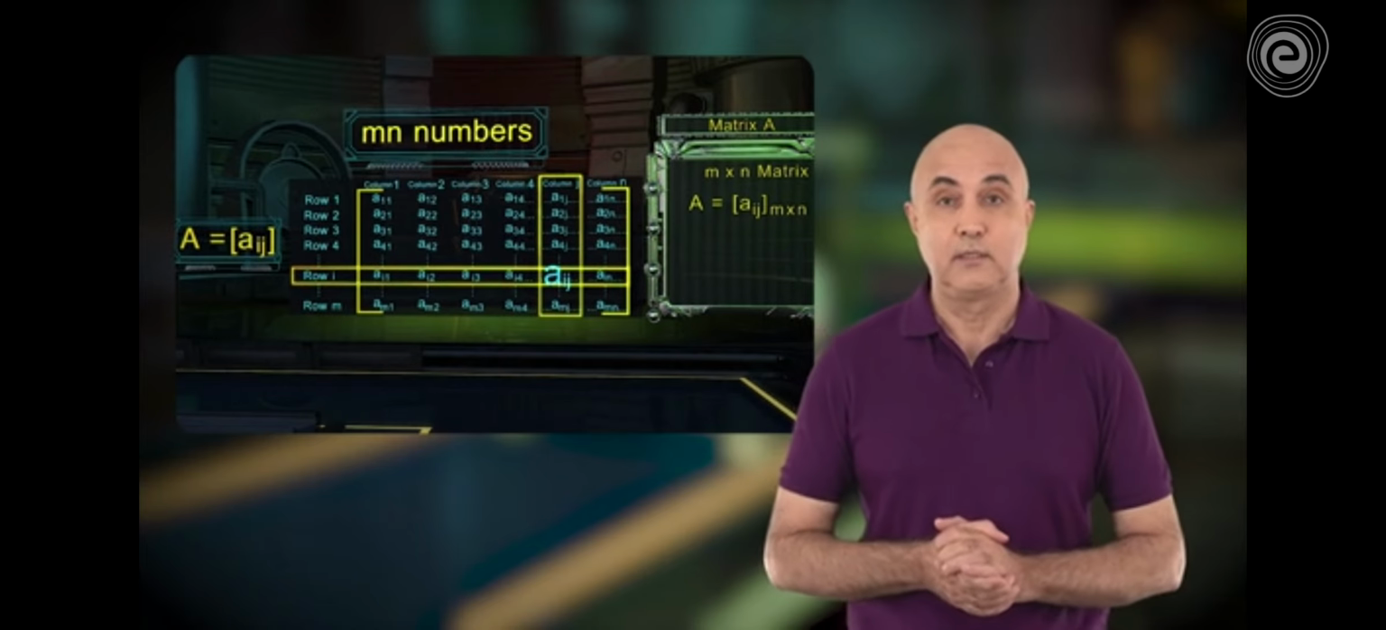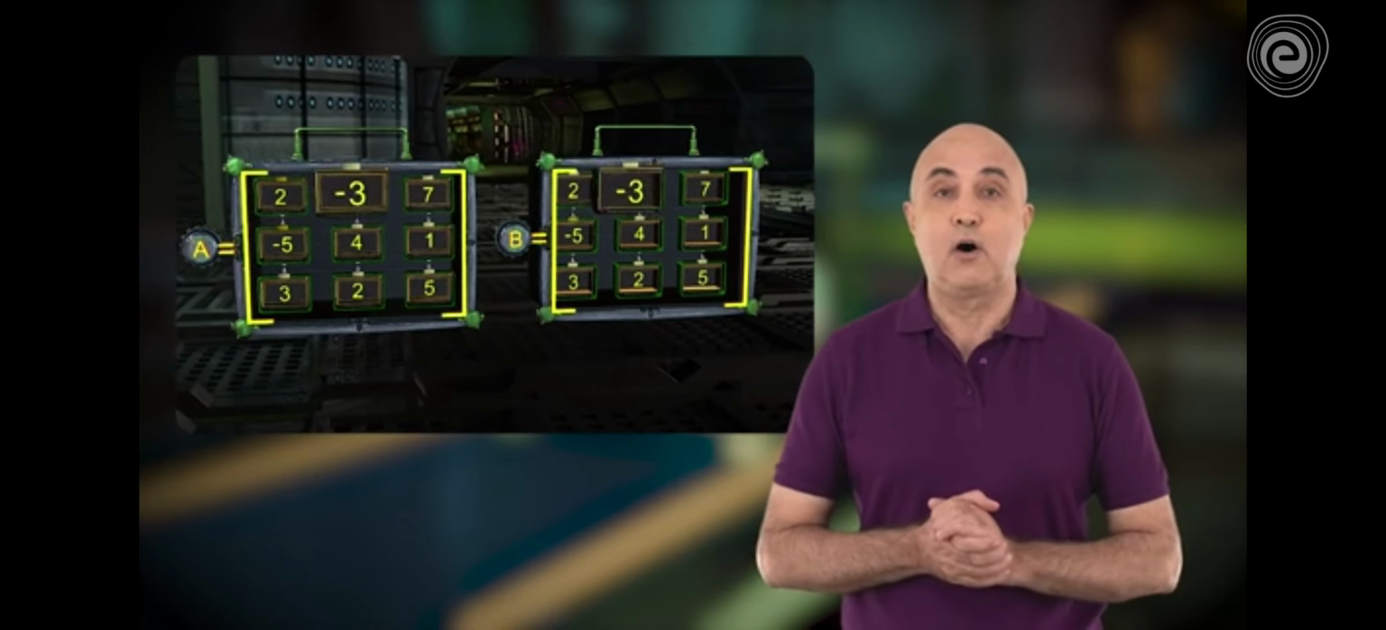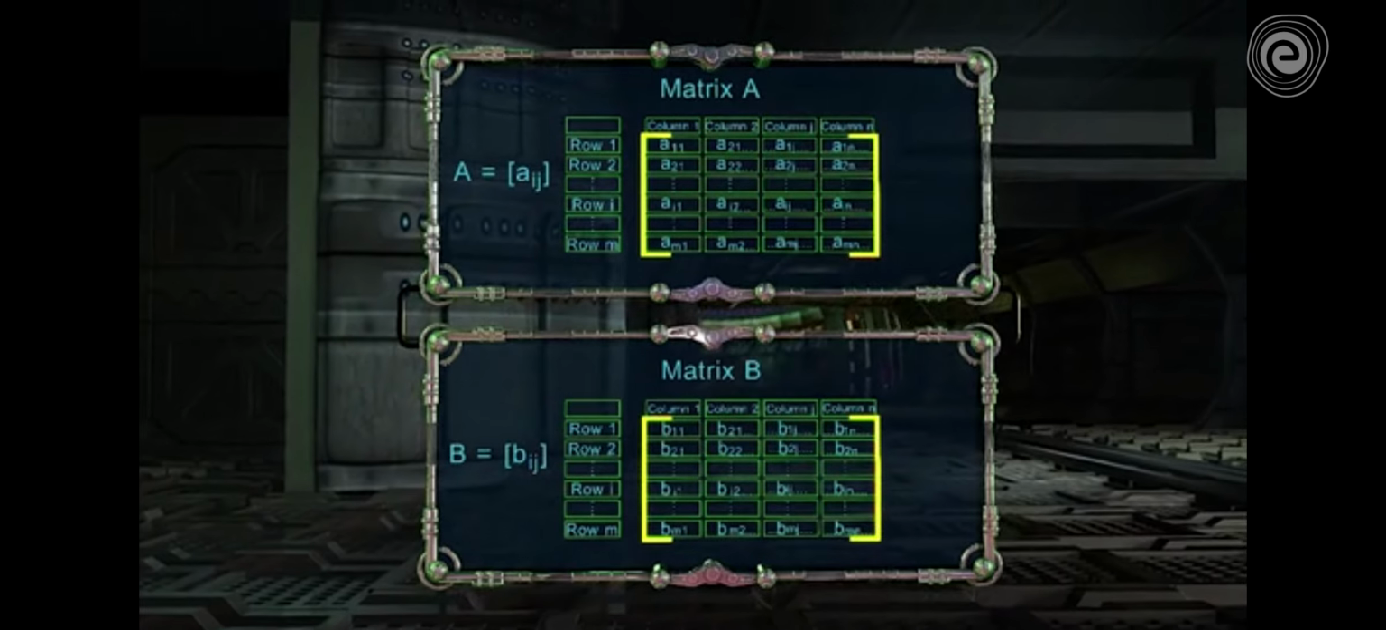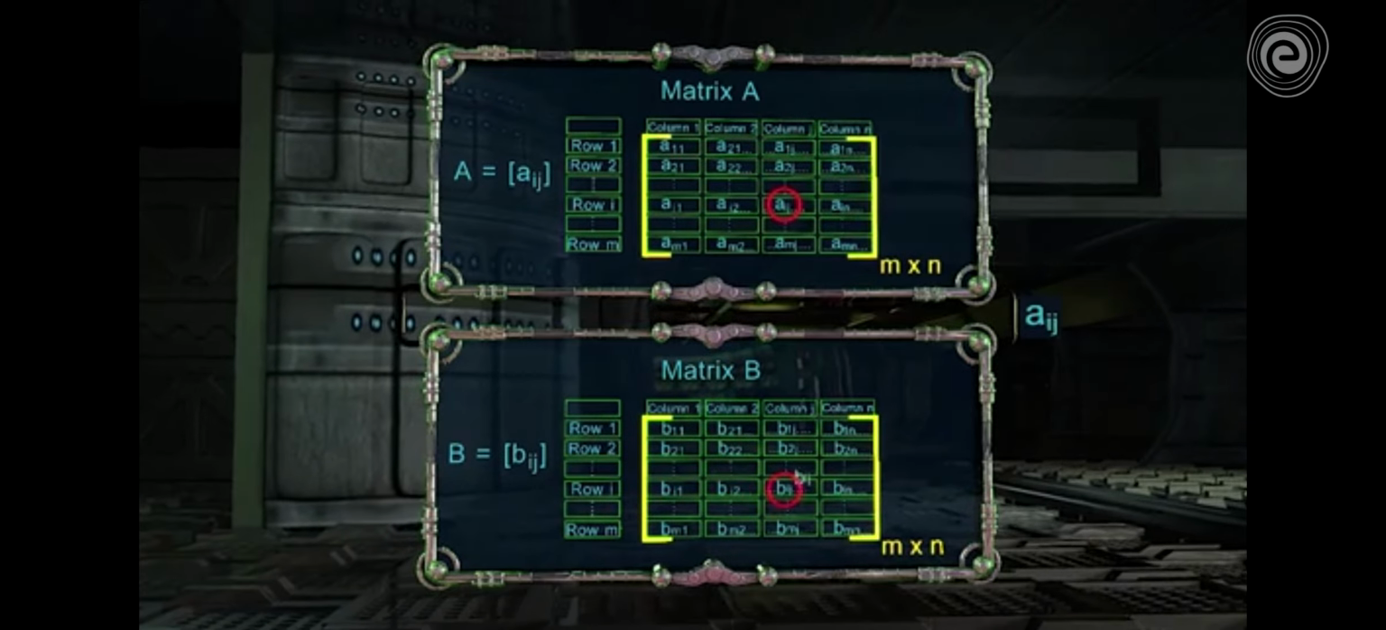Equality of matrices. Two matrices are equal if the matrices are of the same order and their corresponding elements are equal. In this case, since both the matrices are of the same order, that is, 3 by 3, and their corresponding elements are equal, we say that matrix A is equal to matrix B. In general, two matrices A and B are equal if both the matrices are of the same order, say m by n, and a_ij is equal to b_ij for all i and j.